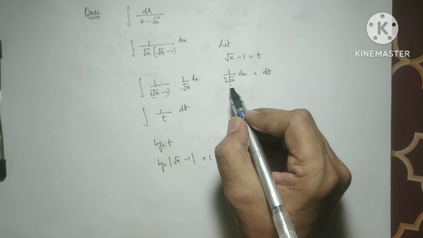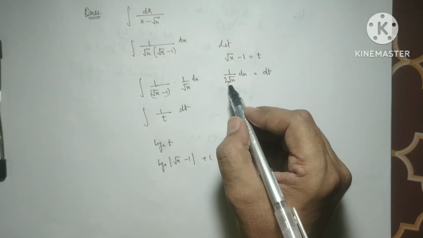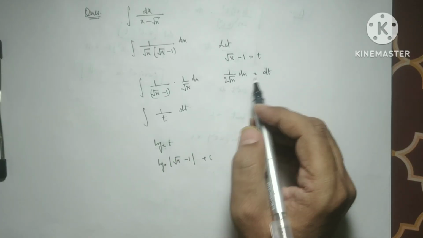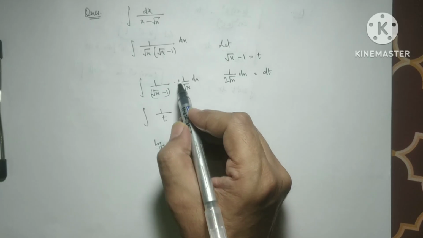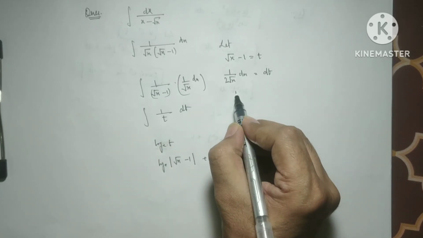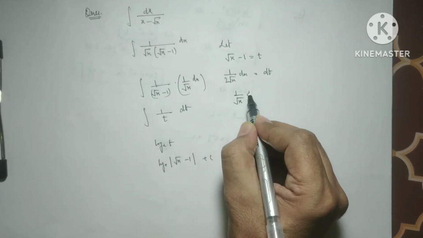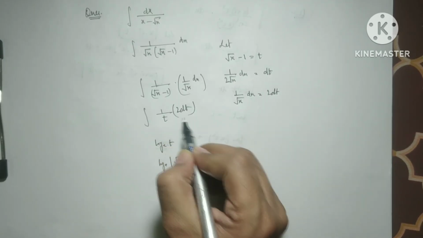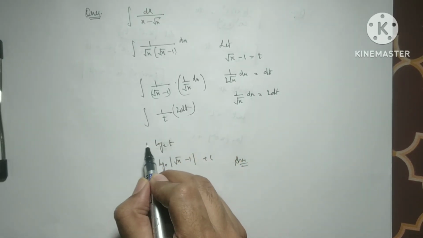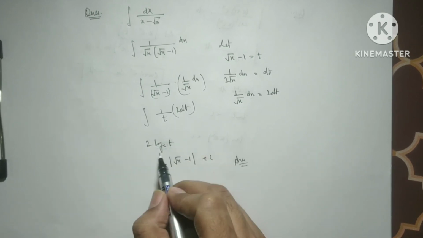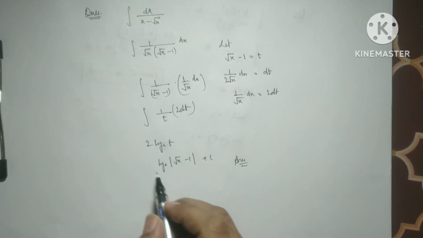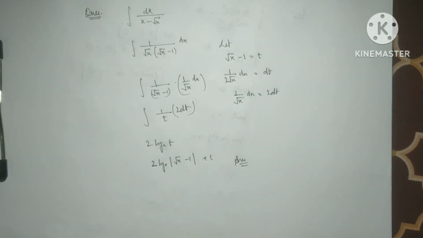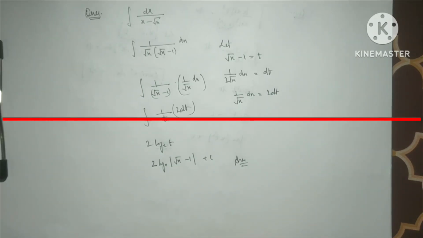There is a little bit of change due to this too. So when we consider root x minus 1 as t, the differentiation is this, and we rearrange this, the value of 1 over root x dx is twice dt. So we place twice dt. So 2 will be common. As a result, 1 over t dt is log t. So the final answer is twice of log of (under root x minus 1).